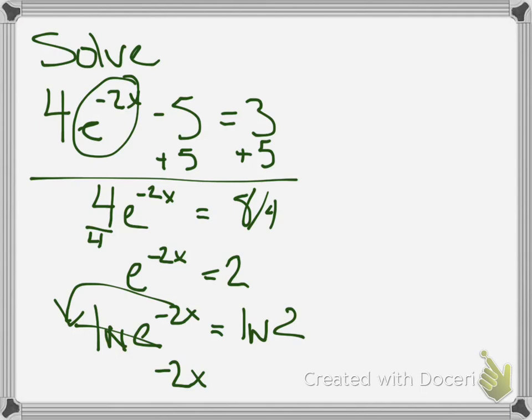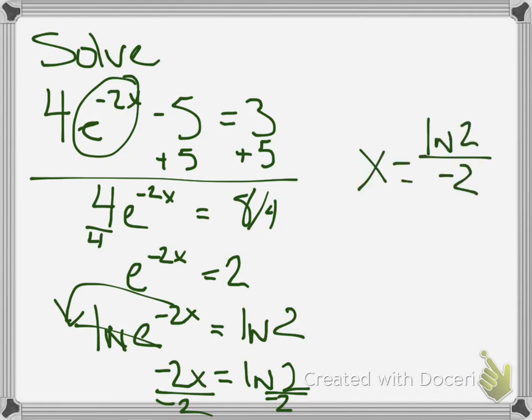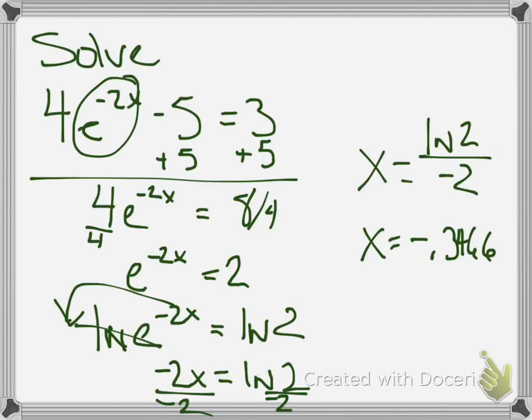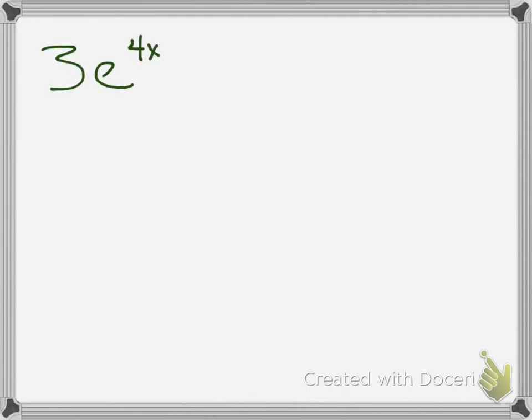So you get the idea. The e and the natural log will cancel each other out. But I'm still left with that natural log of 2, which is a number you can find on the calculator. So now I need to divide by negative 2, and that would give me my final answer. Okay, so you kind of get the idea. Notice, this is just some normal steps of solving that you've seen before.